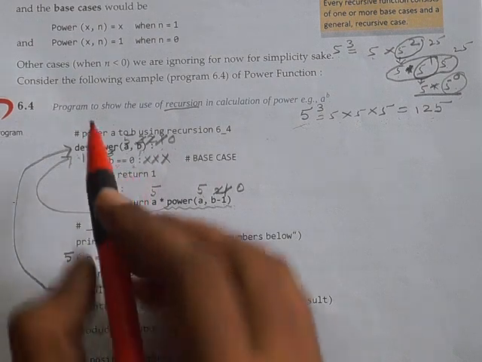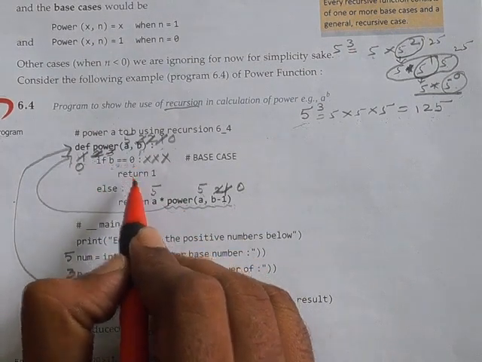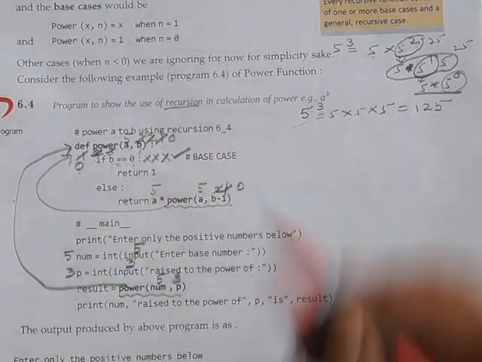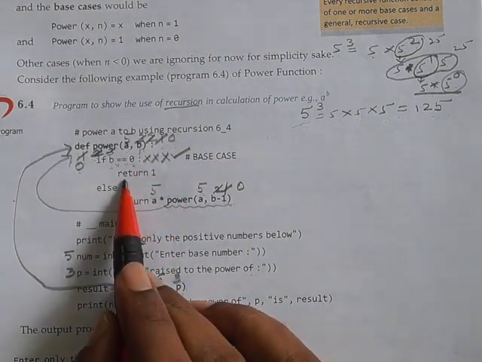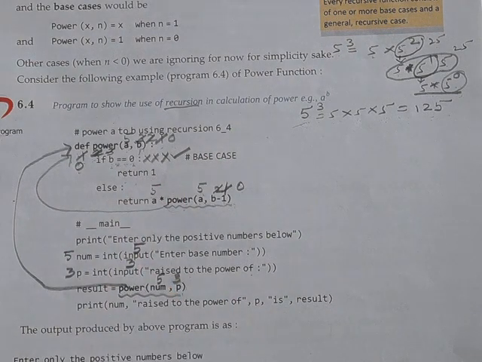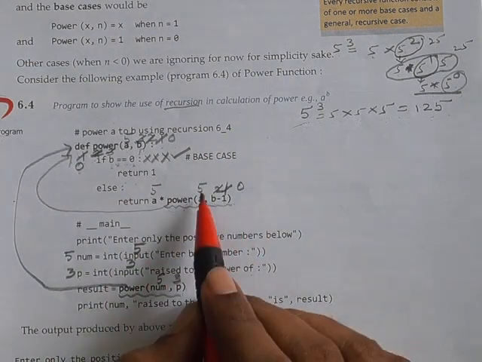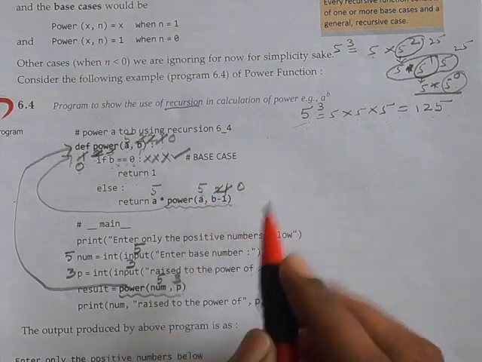B equal to 0 means 0 equal to 0. The condition is of course true. If the condition is true, it will return 1. It will return 1. Okay. So such that the 5 power 0, the value is what? 1.